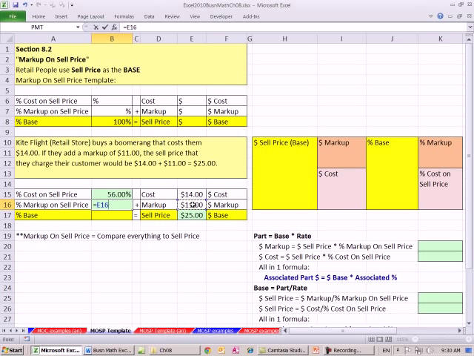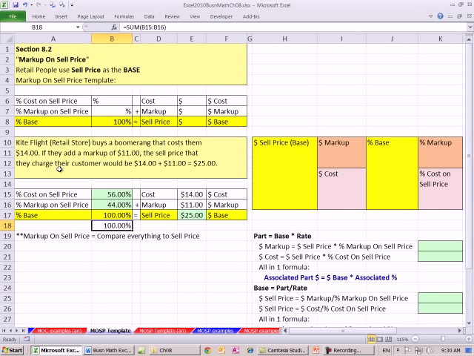Equals 11 divided by this 25. So what is the markup? For every $1 we sell, what is the markup going to be? Enter. And these are pre-formatted. So 44%, or for every $1 that comes into the cash register, 44 pennies goes to markup. Now base, what is that? 100. You can always just type that in, 100%. You could also check it. I'm going to say equals sum and highlight these 2 cells right here that equal 100%.